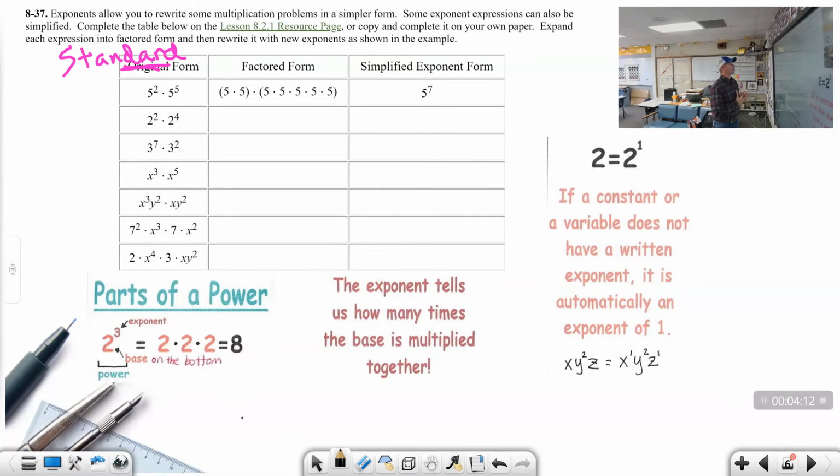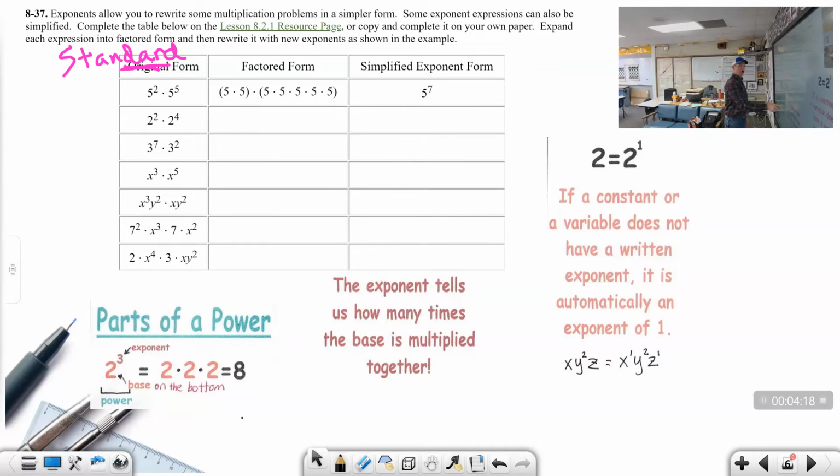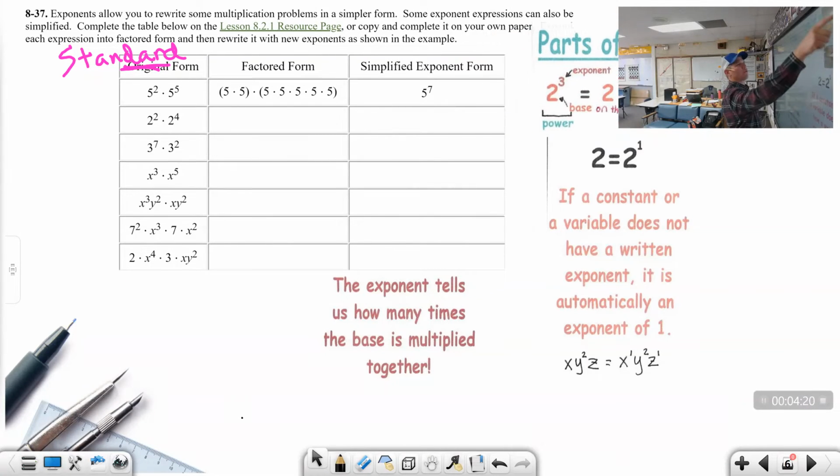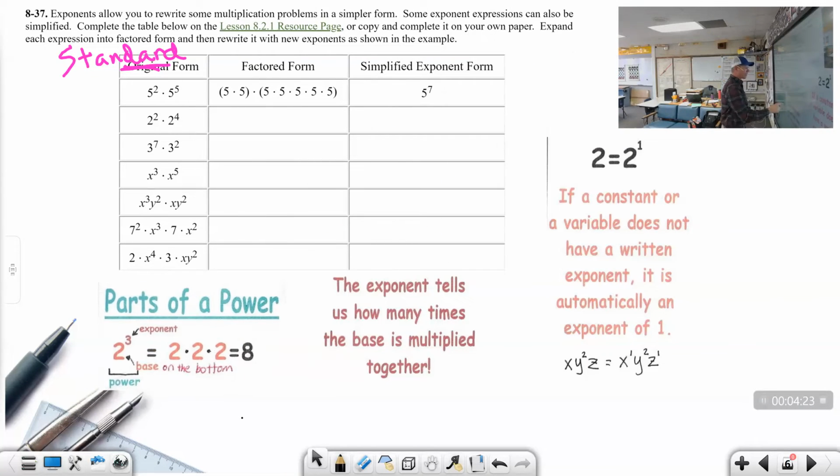So I want you to notice 8-37 has some additional information that I want you to write down. Parts of a power. Now you have a bunch of room over here next to your chart. I spread it out so that it can be big enough. I want you to pause the video and record these 3 sentences before I continue. Pause the video now.